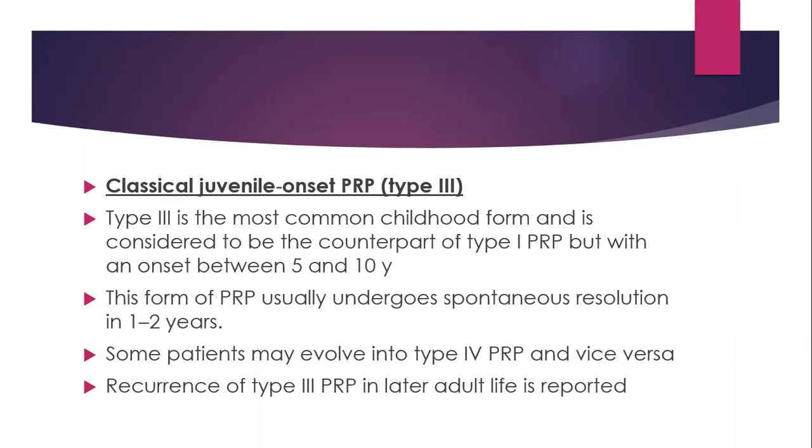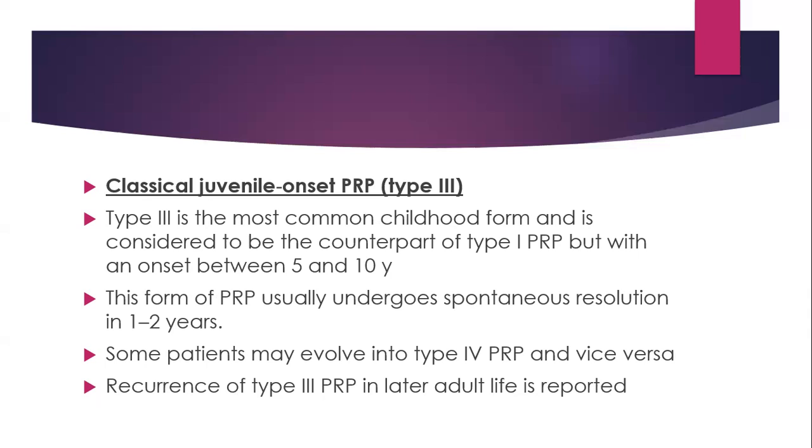Then PRP type 3 is the classical juvenile onset PRP. Type 3 is the most common type of PRP in children and is considered to be a counterpart of PRP type 1 in adults. But the onset of this kind of PRP is from 5 to 10 years of age. This form of PRP undergoes spontaneous resolution in 1 to 2 years, while adult onset PRP resolves in 3 years.